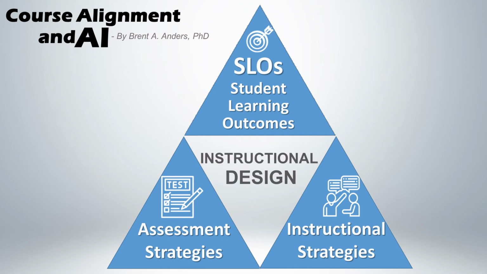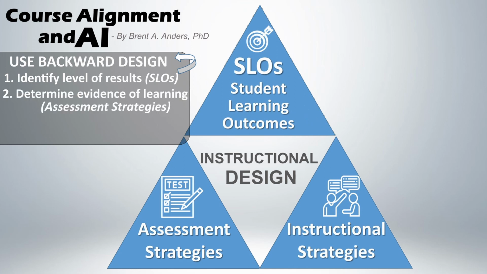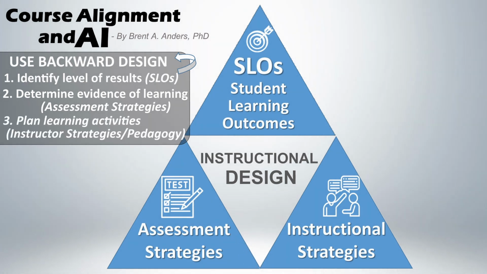I highly recommend that you use backwards design. In this way, you first identify the level of results needed. This is your SLOs. Then you go through and determine the evidence of learning. What is needed in order to prove that the students have achieved those SLOs? This is the assessment strategy. And then finally, you plan the learning activities. So this is your instructional strategies or your pedagogy.